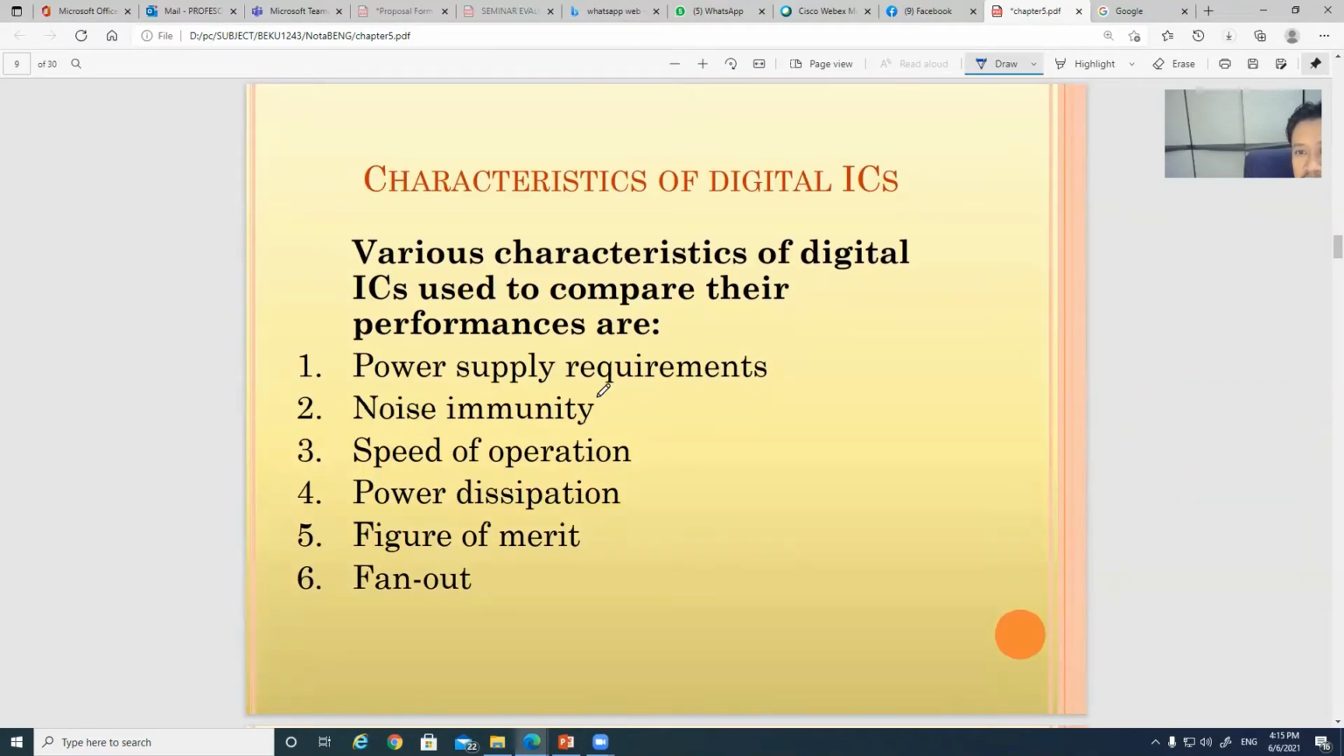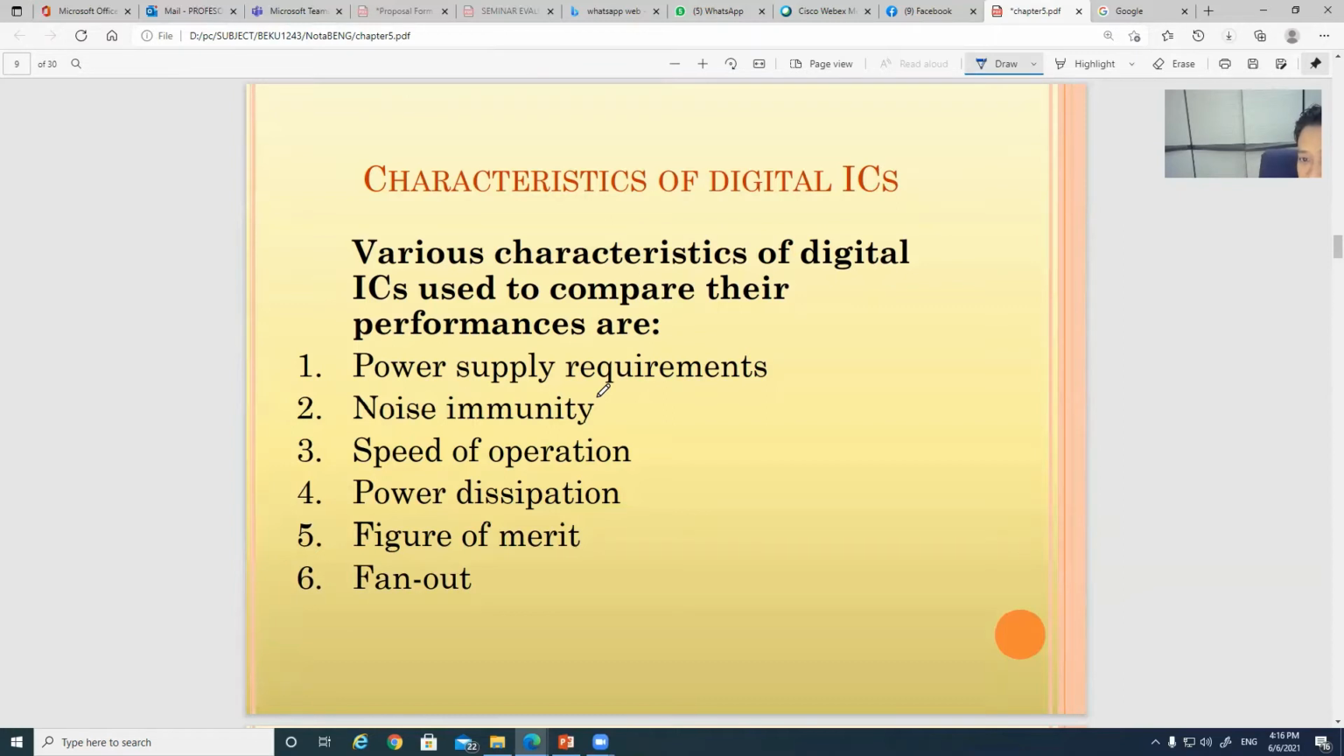All right. So next we go for the characteristics of the digital IC. So we get here some characteristics. We have 6 characteristics on the digital IC, used to compare their performance. Normally you can refer to the data sheet.